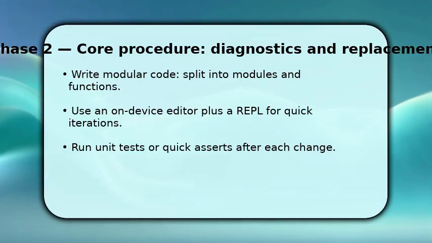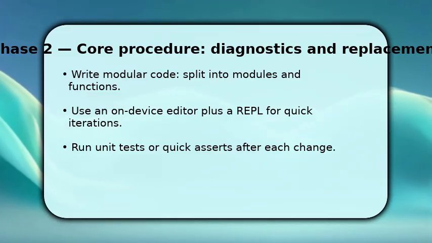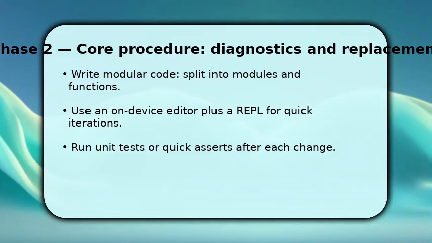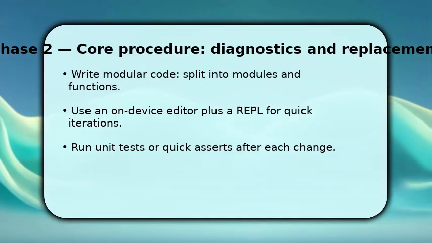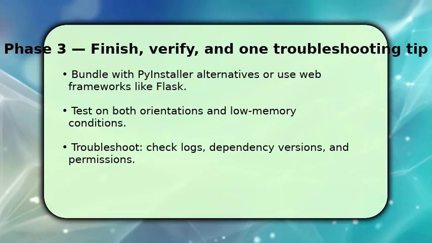Once done with a change, run quick asserts or unit tests to catch regressions. If you need packages, pip install them and restart the interpreter. Also, profile heavy loops to reduce battery and CPU drain. Optimize when performance matters. You finish by packaging or deploying.